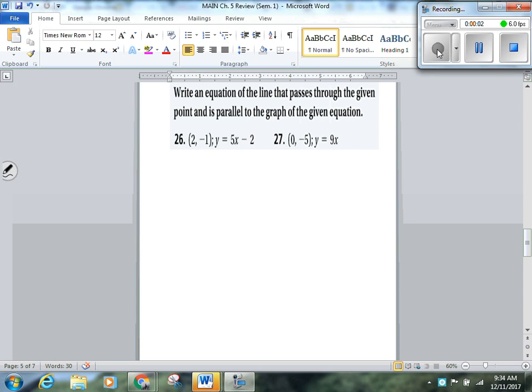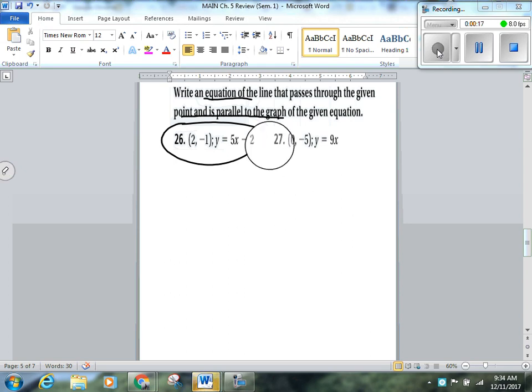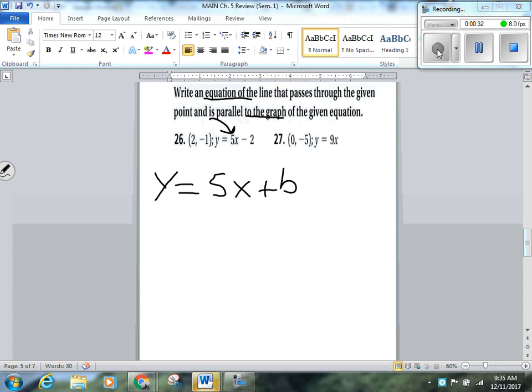Taking a look at question number 26. We're looking to write the equation that passes through the given point that is parallel to the equation. When I'm looking at question number 26, since it is parallel, the only thing I need from that equation is the slope. So I'm going to rewrite that as y equals 5x plus b.